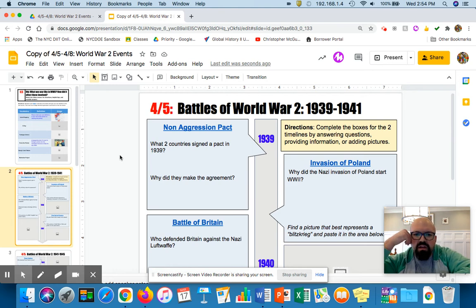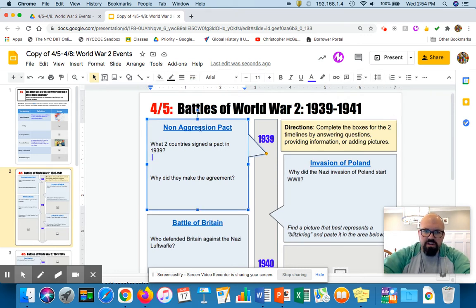Looking at some battles of World War II, 1939 to 1941. Complete the boxes for the 2 timelines by answering questions, providing information, or adding pictures. So you'll see that I have specific countries or things that you have to do. So you have to research the Non-Aggression Pact, invasion of Poland, Battle of Britain, right?